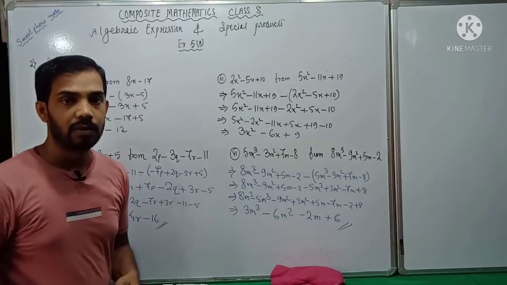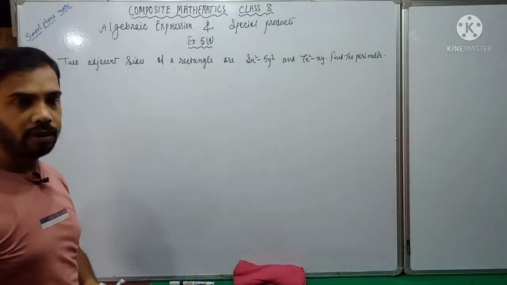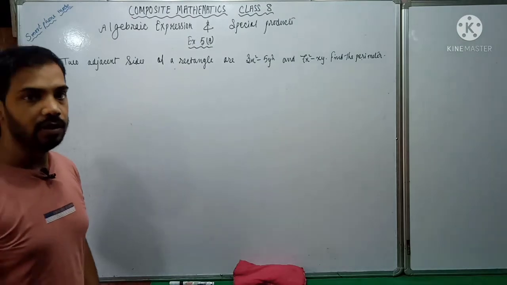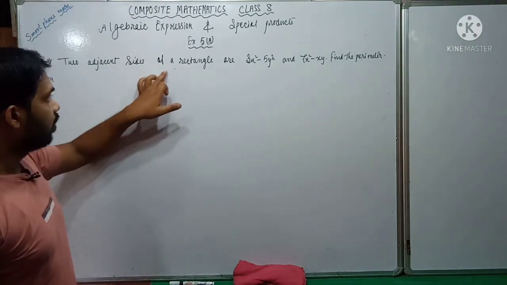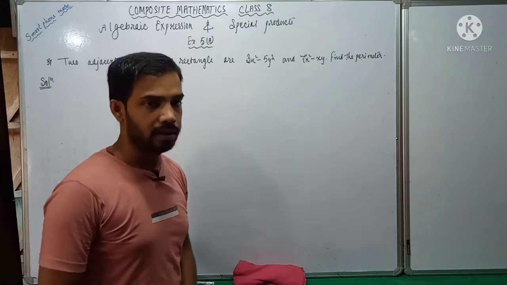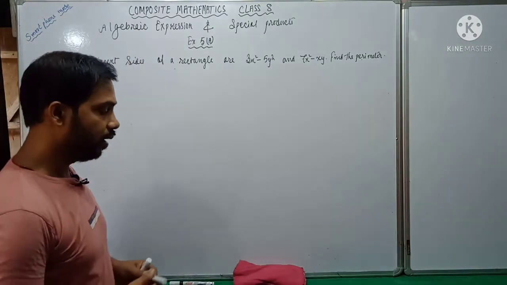Now we will go for question number 3. So hello students, now we are going to do question number 3. So here, what is the question given? You see, the two adjacent sides of a rectangle are this and this. So find the perimeter. Now what do you mean by adjacent side?